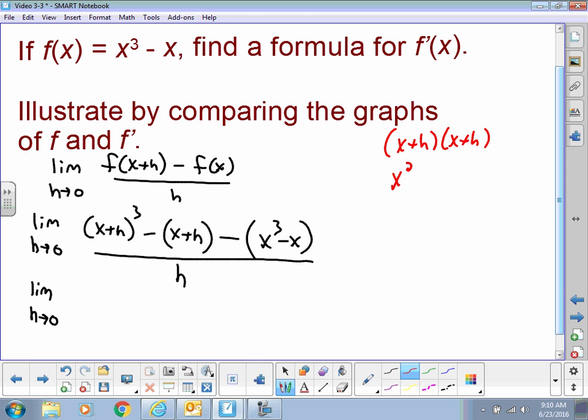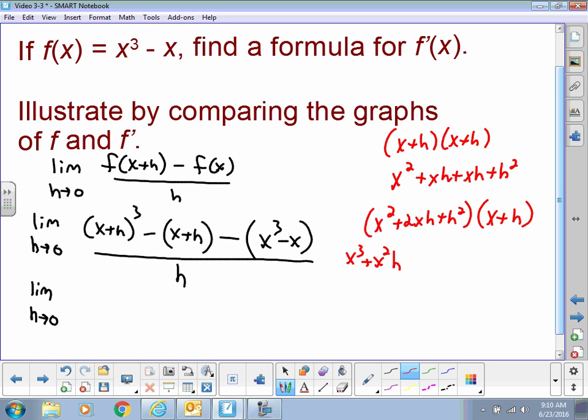So multiply it out once, we get x squared plus xh plus xh plus h squared. So that's really x squared plus 2xh plus h squared. And then we'll have to multiply that with another x plus h. Well, when you distribute the x plus x squared h, when you distribute the 2xh, you'll get plus 2x squared h, and then plus 2xh squared. Distribute the h squared, you'll get xh squared plus h cubed.